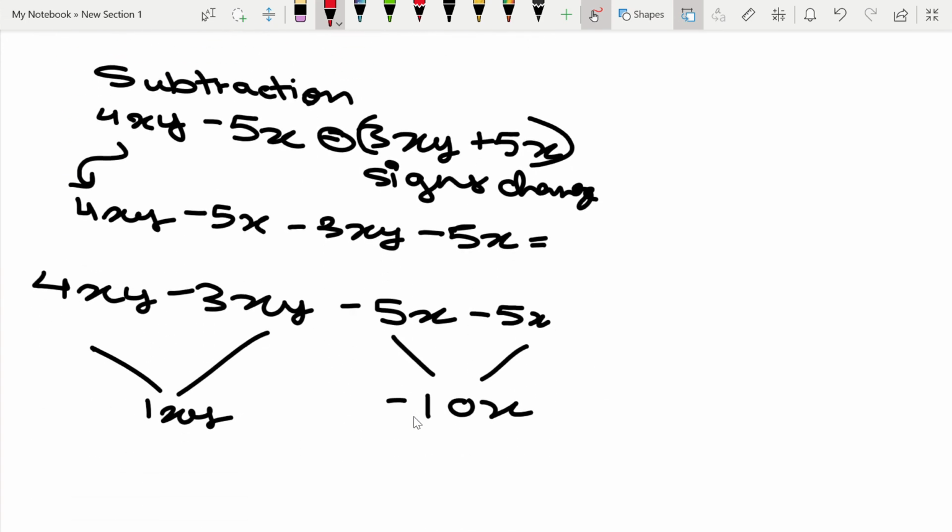Subtraction is also very easy, but just a couple of things to note: when you subtract two expressions, you have to change the signs of one of them. So if you're subtracting 3xy from 5x, then you have to change the sign of them. So plus 3xy will become minus 3xy. This is a 3, by the way, okay? Minus 3xy and plus 5x will become minus 5x. And then you can solve it however you would. So 4xy minus 3xy is 1xy, and then 5x minus 5x will be minus 10x.